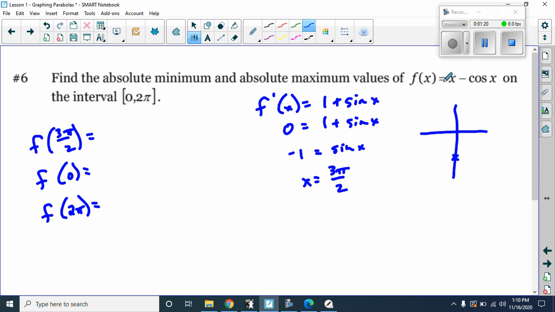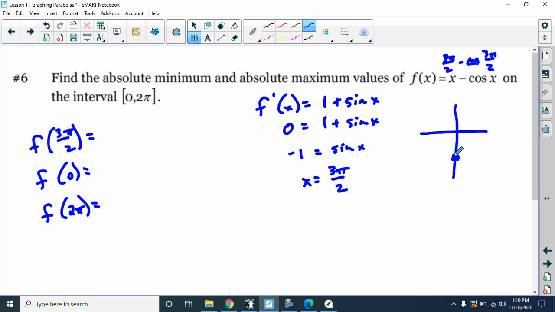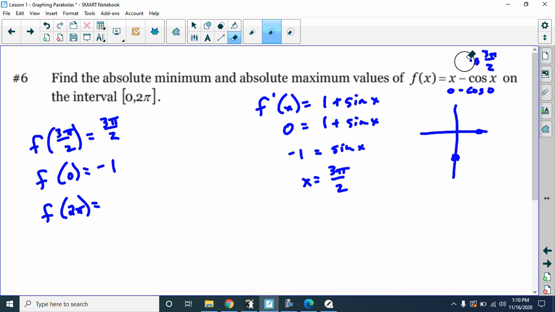So if I plug in 3 pi over 2, I get 3 pi over 2 minus cosine of 3 pi over 2. Cosine of 3 pi over 2, that point has an x value of 0. So I just get 3 pi over 2. If I plug in 0, I get 0 minus cosine 0. Cosine 0 is 1, so I've got -1. And if I plug in 2 pi, I get 2 pi minus cosine of 2 pi, which is 1.